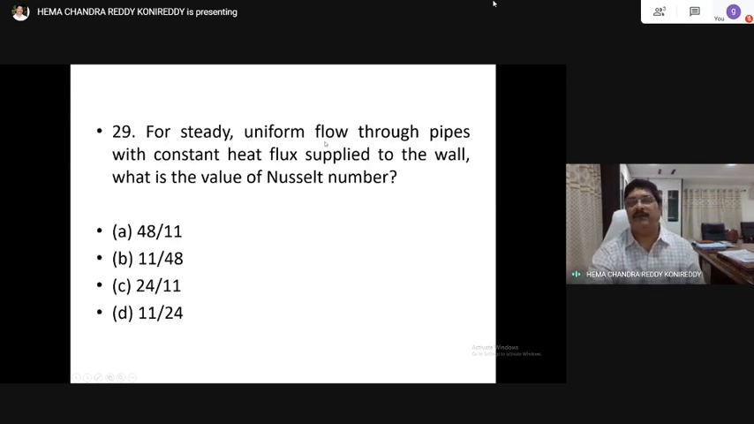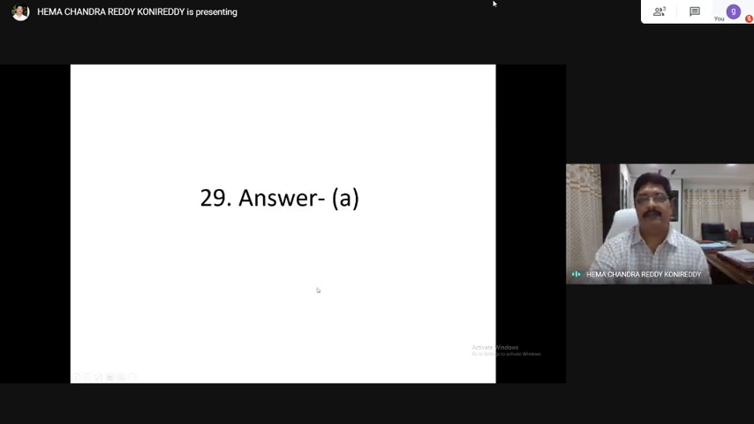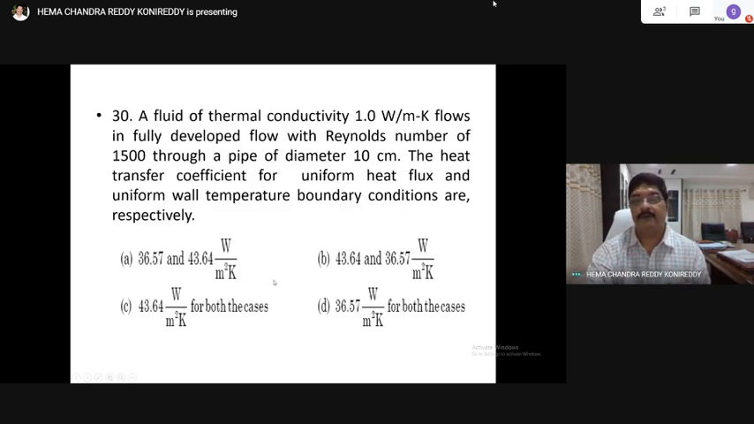For steady uniform flow through pipes, with constant heat flux applied to the wall, what is the value of Nusselt number? It is 4.36. Among all those options, the first one is close to 4 point something. No one else is very close to that. Therefore, A.